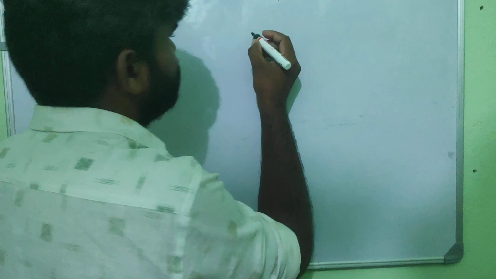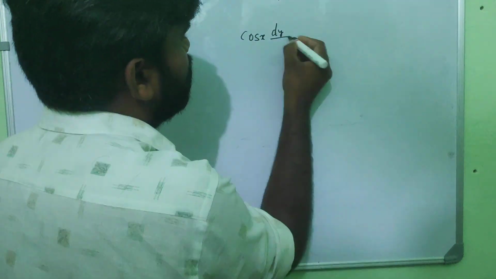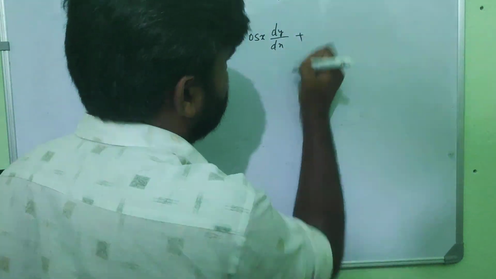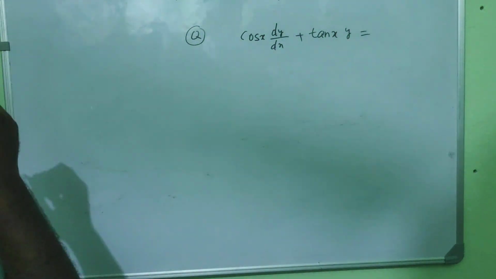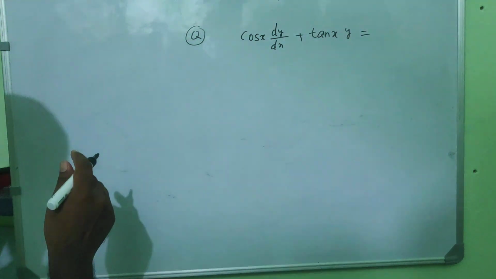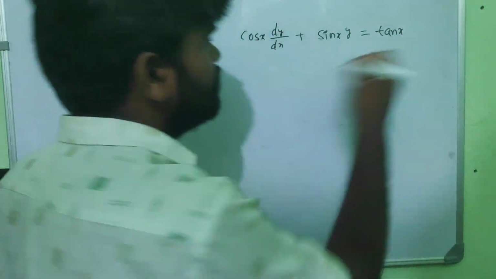Find the integrating factor for the differential equation cos x times dy by dx plus sin x times y is equal to tan x. So this is the question.